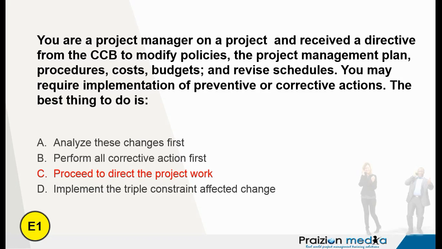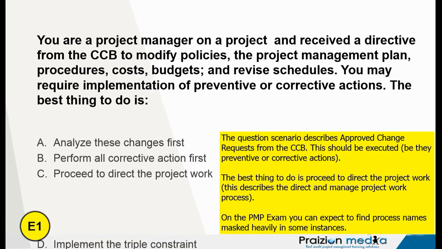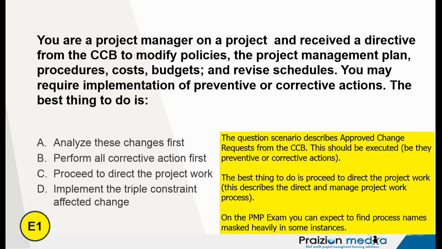But if I look at C, the option to proceed to direct the project work alludes to the direct and managed project work process. So this is the rationale. The question scenario describes approved change requests from the CCB. This should be executed, be they preventive or corrective actions. The best thing to do is proceed to direct the project work. This describes the direct and managed project work process.